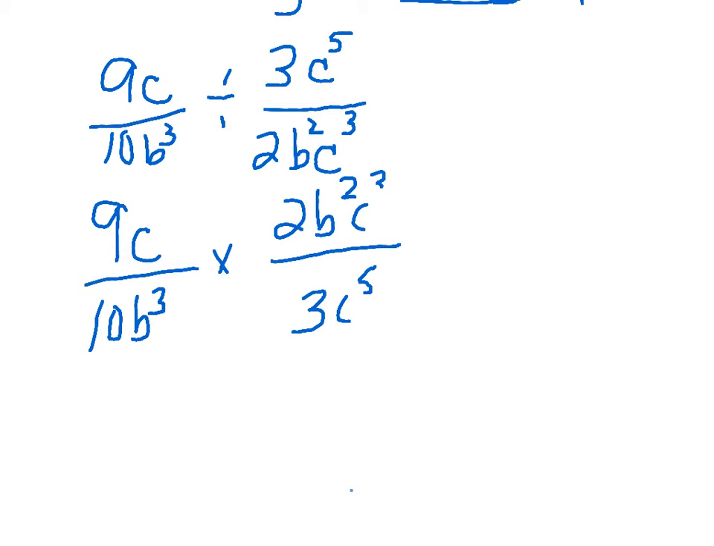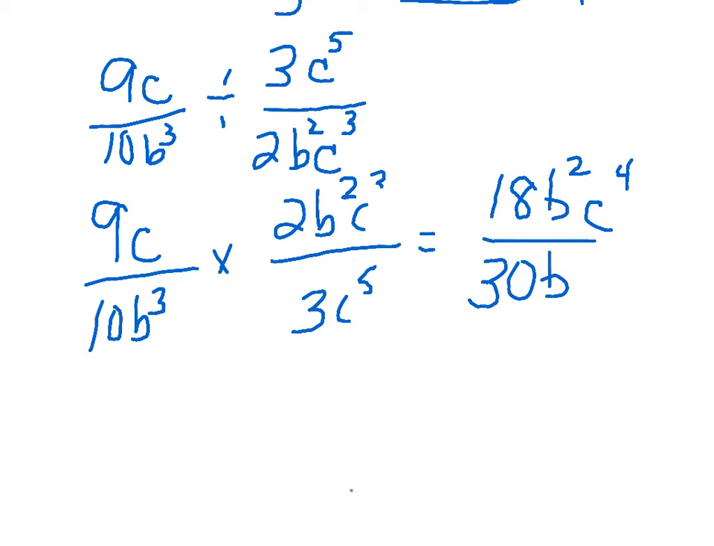Cool. Alright, tops times tops. 9 times 2 is 18. We're still going to have a b squared. We're going to have a c to the 4th. On the bottom, 10 times 3 gives us 30, b cubed, c to the 5th.